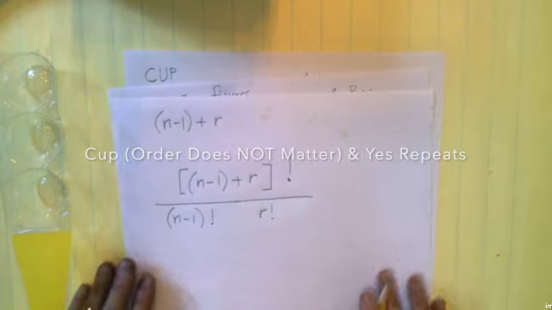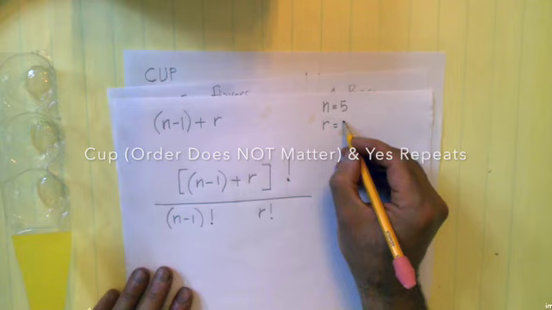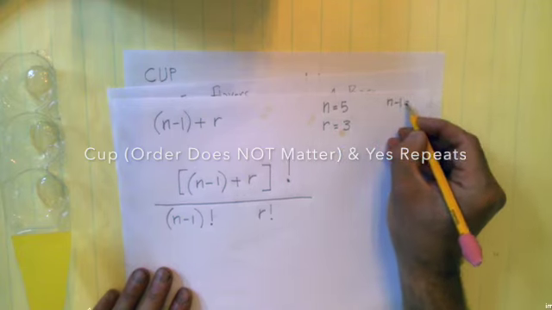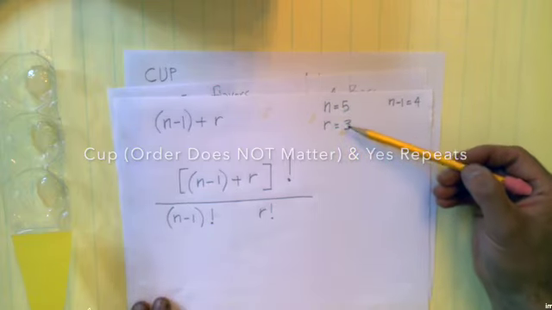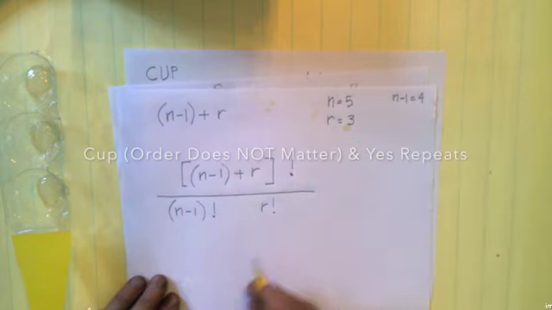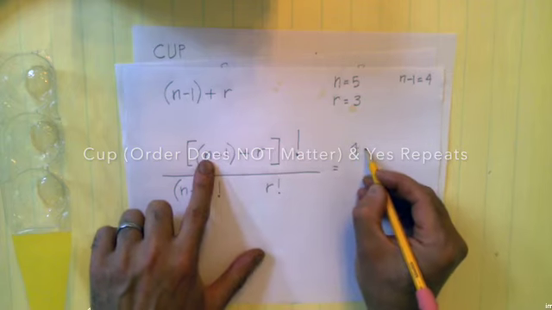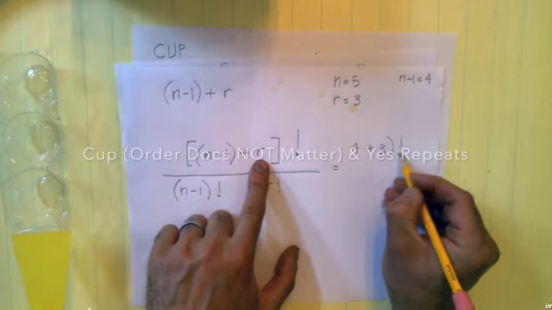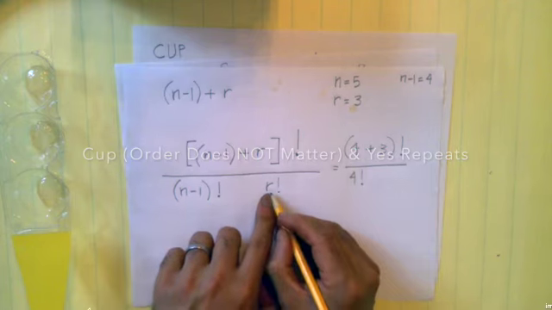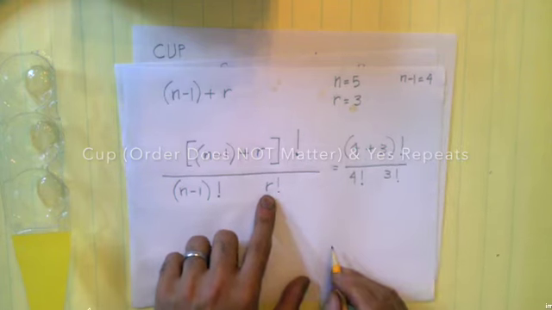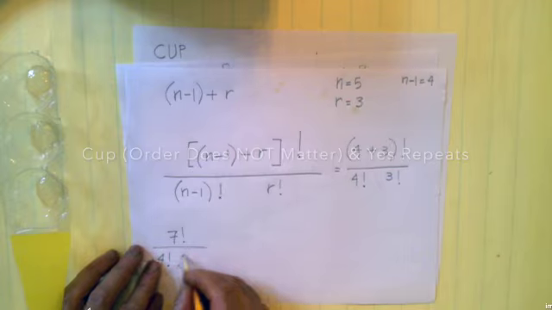I know it sounds complicated, but let's think about that. Remember, n is 5 and r is 3, and n minus 1 is equal to 4. 5 flavors of ice cream, 3 scoops. So let's plug them in. N minus 1, so that's 4. So 4 plus 3 factorial. N minus 1, that is 4 factorial. And r factorial, that's 3 factorial. So that's 7 factorial divided by 4 factorial and 3 factorial.